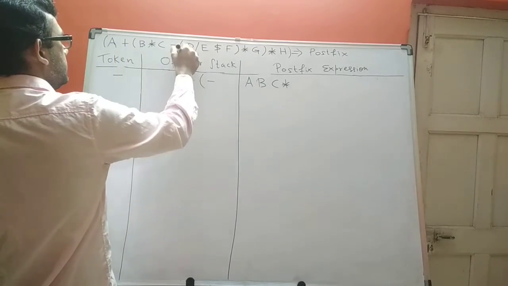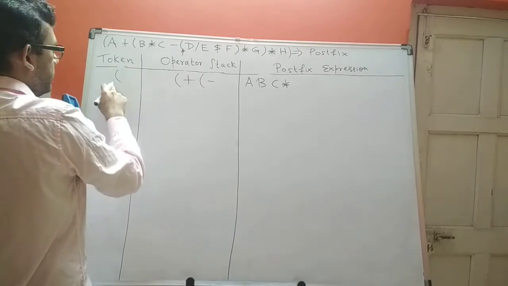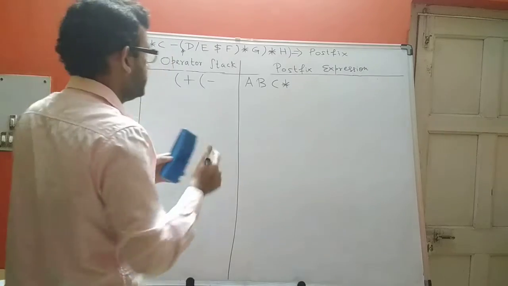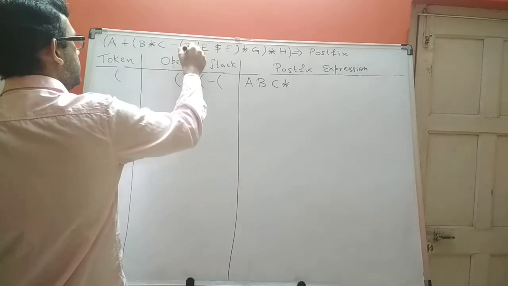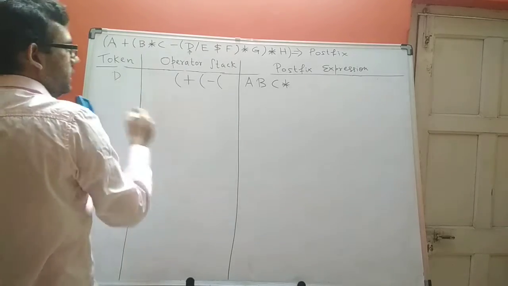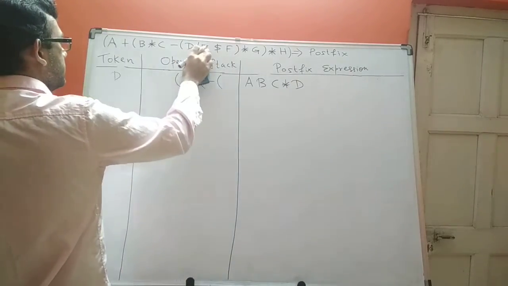Next token is opening parentheses. So opening parentheses, what do I do? I'll check. Opening parentheses, when it is my current token, has the highest precedence, so I will push it onto the stack. My next token is D, so I'll add D to my output because it is an operand.